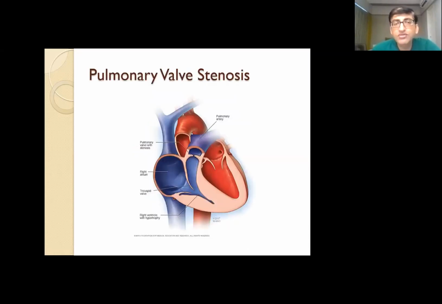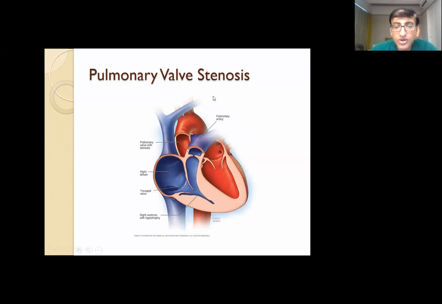Now coming to the obstructive lesions, among them we have pulmonary valve stenosis, aortic valve stenosis, and coarctation of aorta as very common scenarios. In this particular case, there is stenosis at the level of the pulmonary valve. So there is difficulty for the right ventricle to inject the blood into the pulmonary artery across the pulmonary valve because of the stenosis. So the right ventricle has to pump hard, has to work more, as a result of which right ventricular hypertrophy will occur over a period of time.